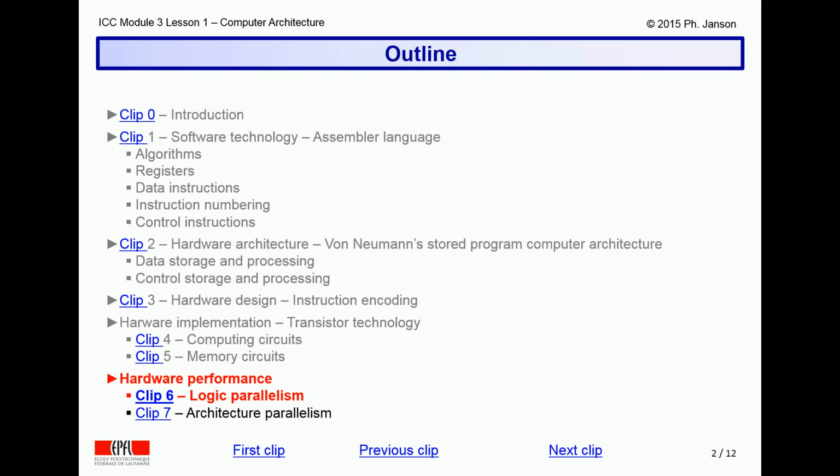Earlier video clips in this series have shown how computing devices can be built out of transistors and programmed in languages that can be compiled into binary codes executable on such computers. The remaining two clips in this series on computer architecture will explain how computers can be made faster by resorting to different forms of parallelism. The present clip focuses on so-called logic parallelism.